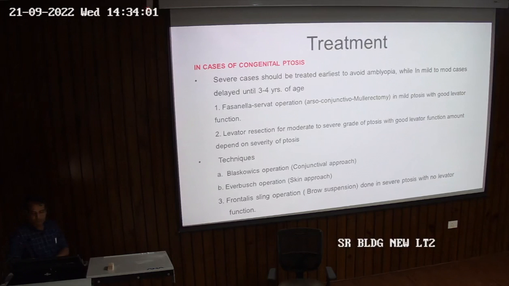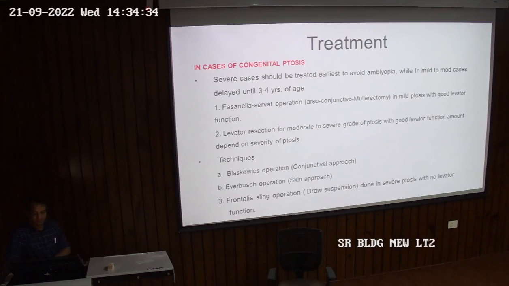The surgical types are the Fasanella-Servat operation, which is called the tarsoconjunctivomullerectomy, in mild ptosis with good levator function. Second is the levator resection in cases of moderate to severe grade of ptosis with good levator function, and the amount of levator resection depends on the severity of ptosis. There are two techniques of this levator resection: Blaskovics operation, in which we go to the levator muscle by conjunctival approach, while in Everbusch operation we go through the skin approach.